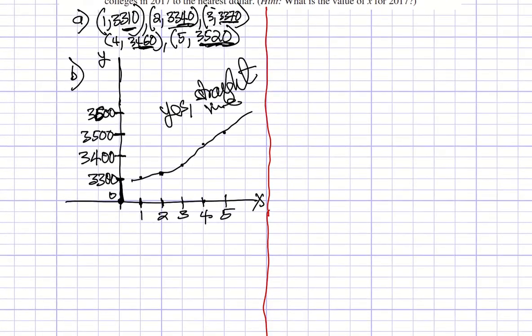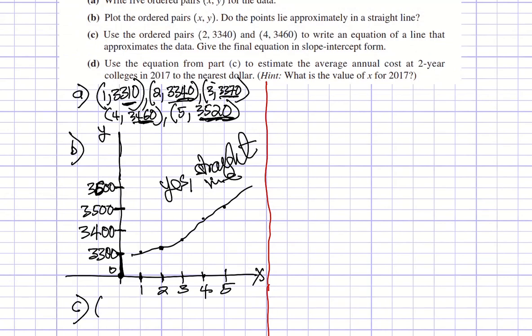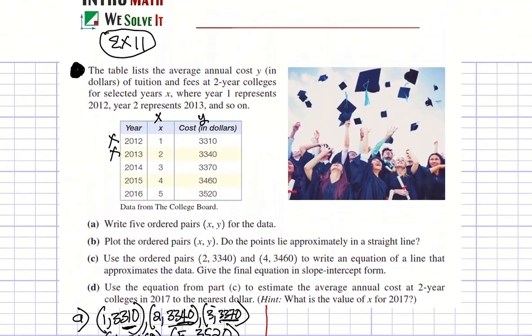Okay, I think we might have enough space. They say use these points, (2, 3340) and (4, 3460), to write the equation of a line that approximates the data. Okay, that's what they want. That's part C. To write the equation of a line that approximates the data.